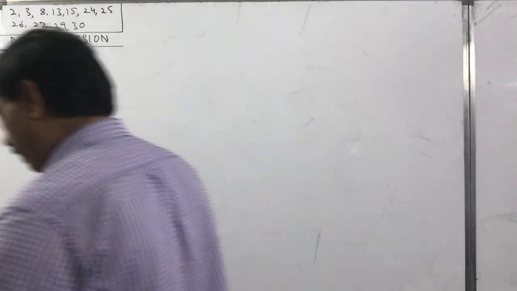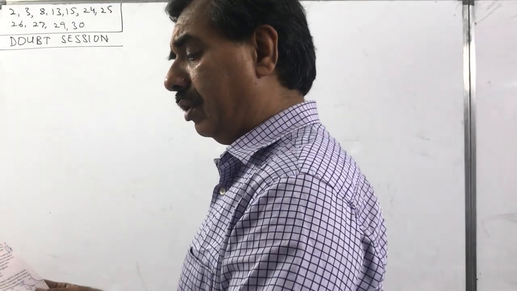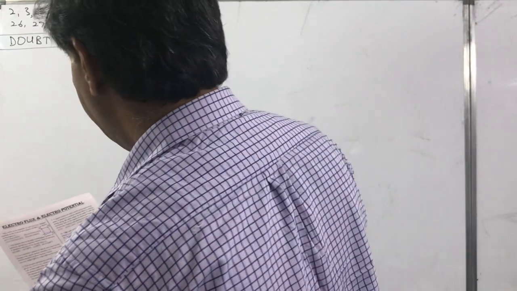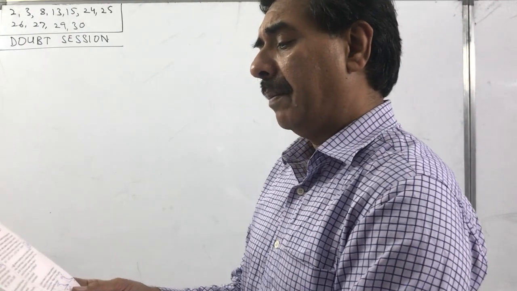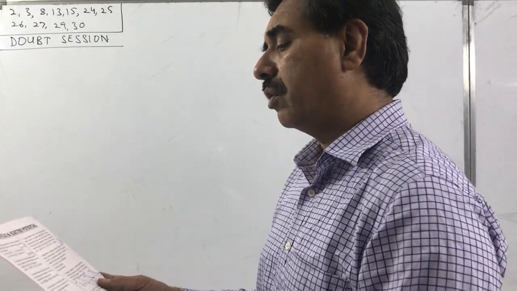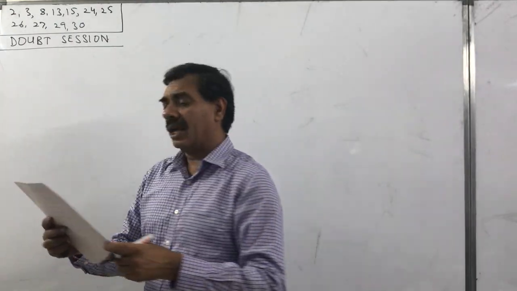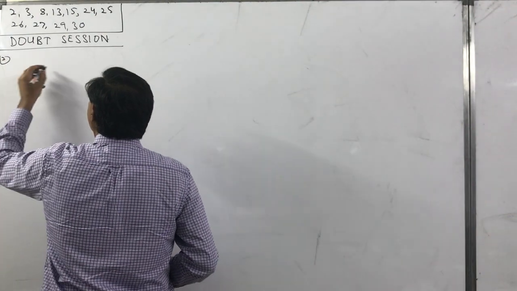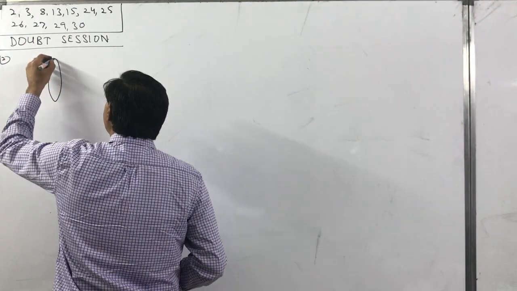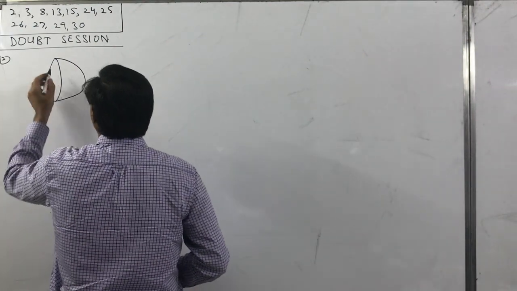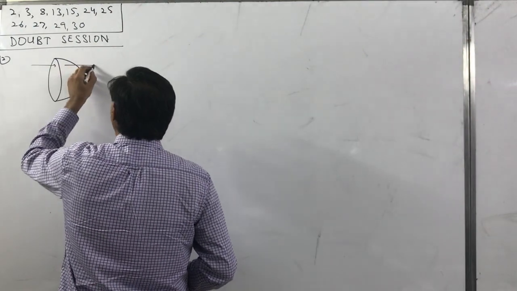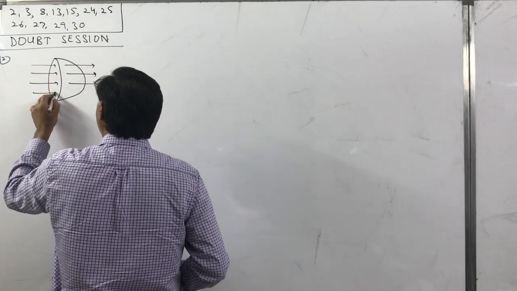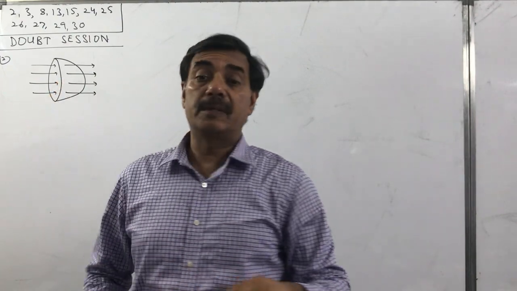In question number 2, he says the electric flux through a hemispherical surface of radius r placed in a uniform electric field of intensity E parallel to the x-axis of its circular plane. Basically, he is asking us to determine the electric flux through the hemispherical surface. If this is the plane surface and this is the hemispherical surface, and these are the electric field lines, he is asking us to find the electric flux through the hemispherical surface.